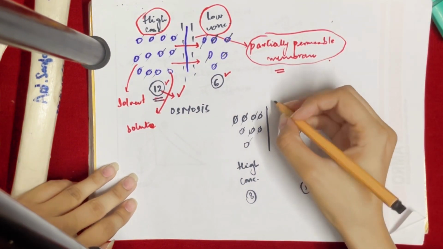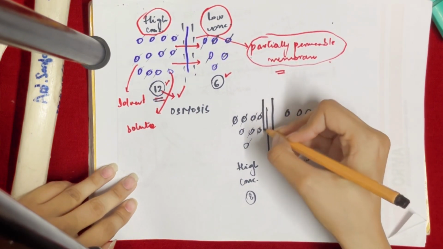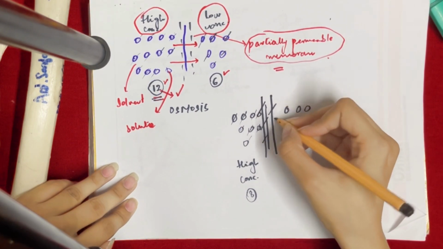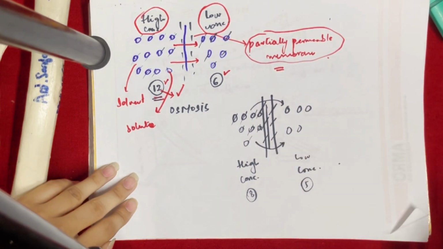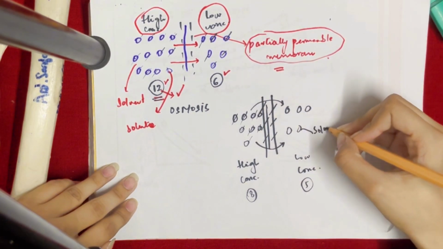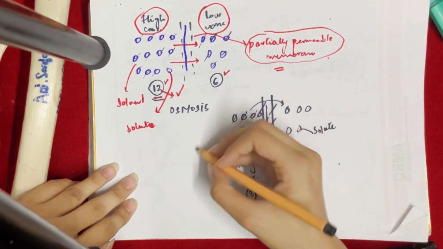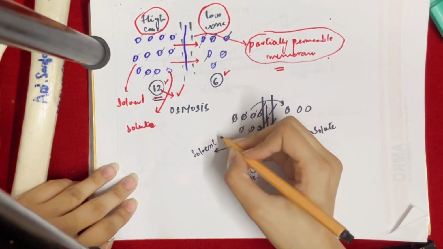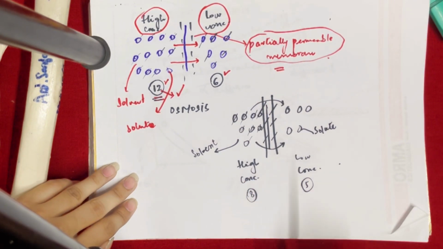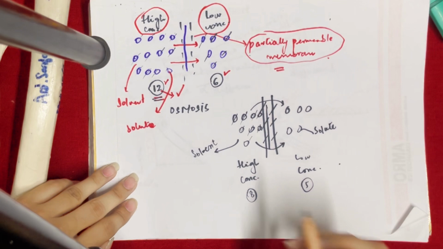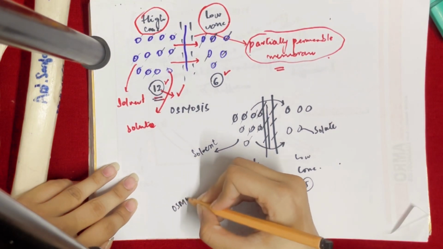Now, the thing about the partially permeable membrane is that it only allows a few substances to pass from the region of higher concentration to the region of lower concentration. These are considered to be the solute, and here we have the solvent. From the solvent, the solute molecules move to a partially permeable membrane. So this is the example that will help you understand the process of osmosis in further detail.